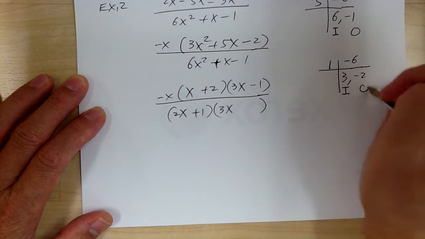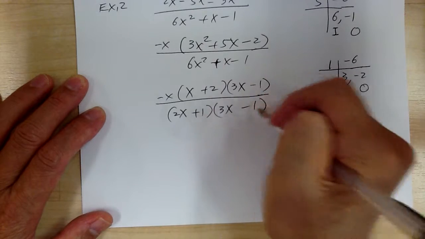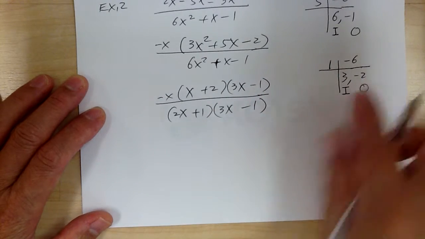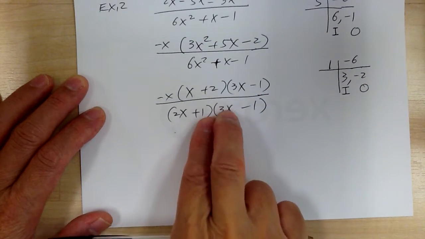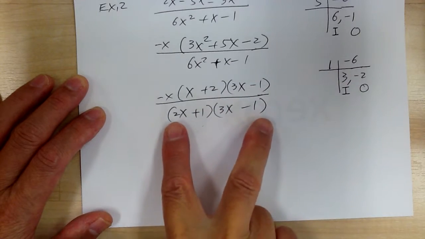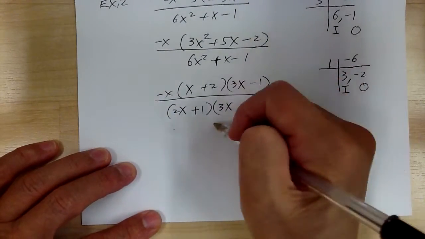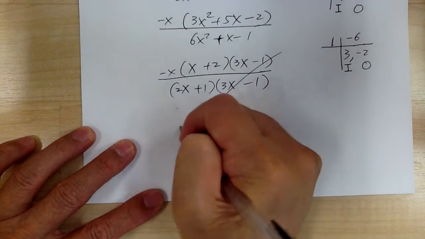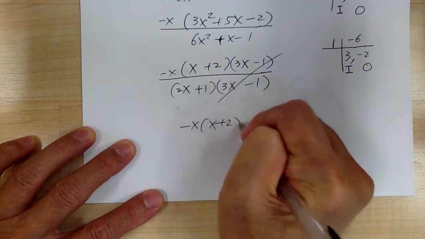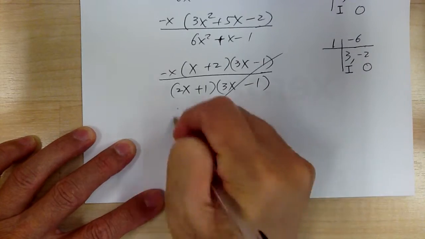And this would be the outside. So 2 times minus 1 gives you negative 2. Again, the inside, outside. 3 times 1 gives you 3. 2 times negative 1 gives you negative 2. Everything has to match. And after that, this cancels out. So your answer would be negative x, x plus 2 over 2x plus 1.